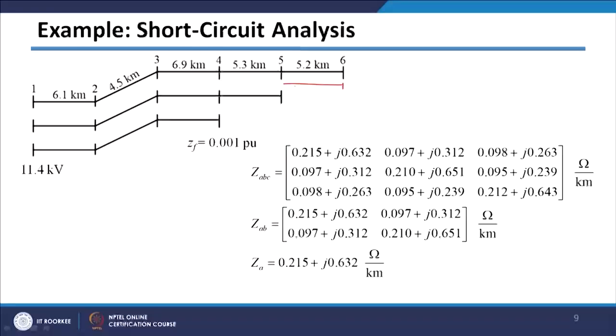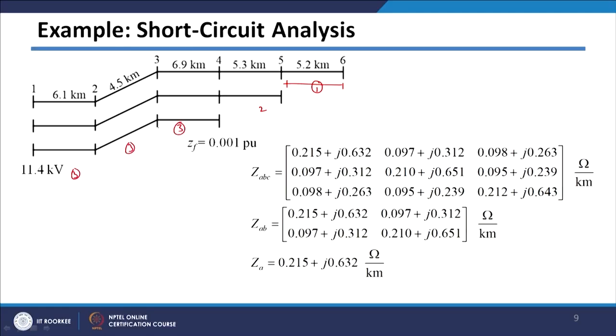To understand it better, let us take one example where I consider this system here, which is a 6 bus system. However, in some of the sections of the line there are only 2 lines, and in some there is only 1 line. So, between 5 to 6 only 1 line is there, and between 4 to 5 2 lines are there. Here only 1 line, 2 lines, and here all the 3 phase lines are there.